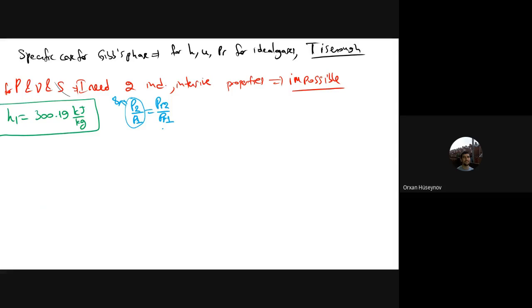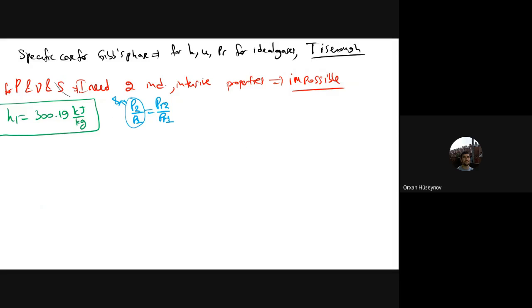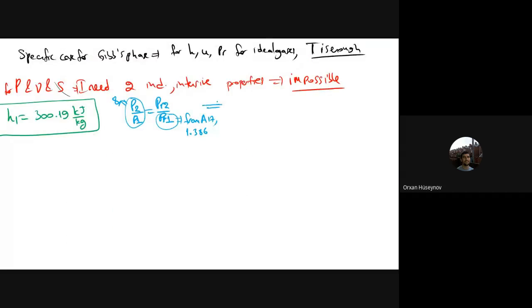And the PR1, I can get it from the chart because at 300 Kelvin, this one is 1.386. So from A17, this is the PR value. And then from that one, I can find that PR2 value. Okay. And the PR2 value for this one will be equal to 11.09. Okay. This is the PR2 value.